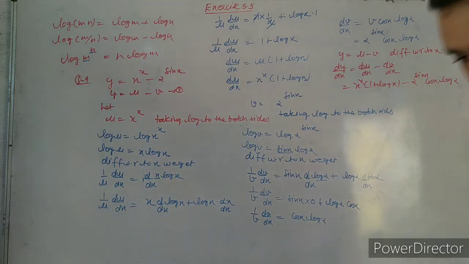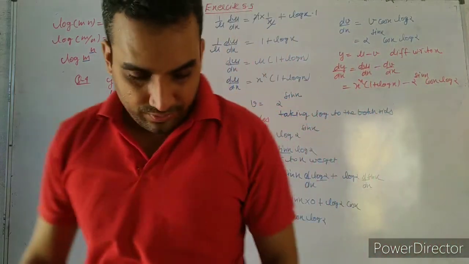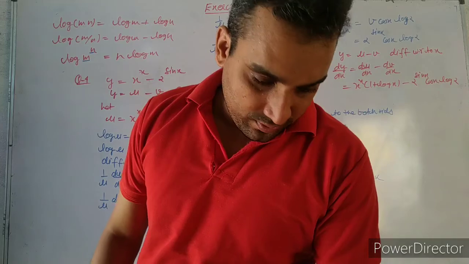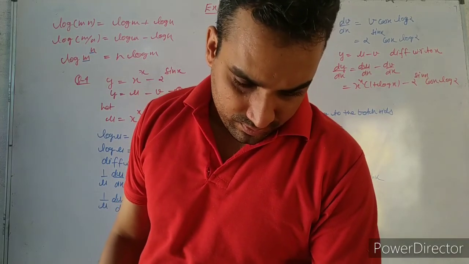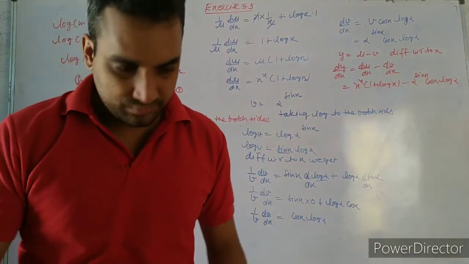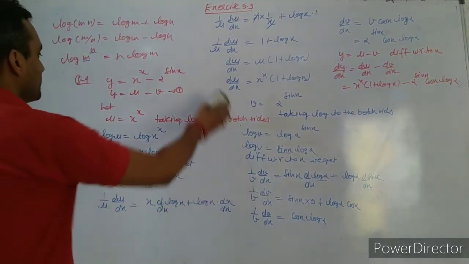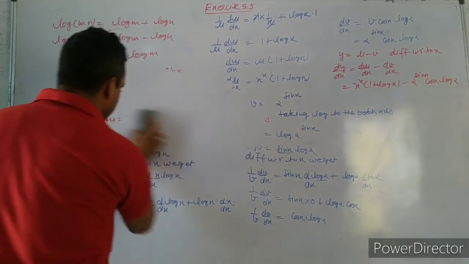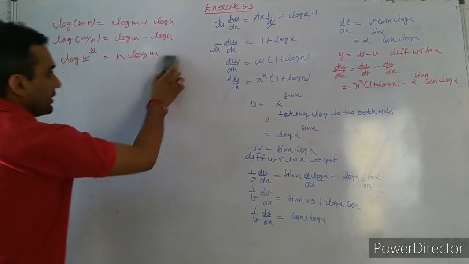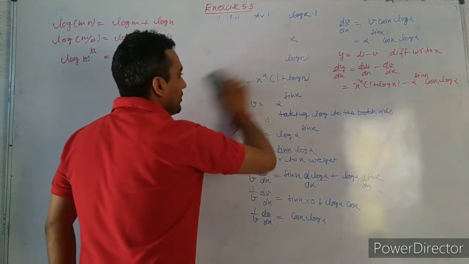Now students, moving ahead to question number 5. Question number 5 is comparatively an easier question. So you can easily solve this question by yourself.